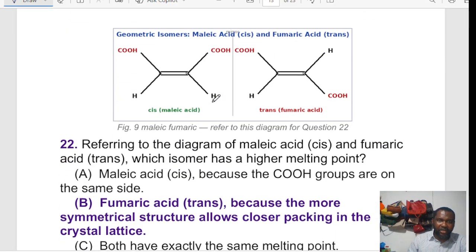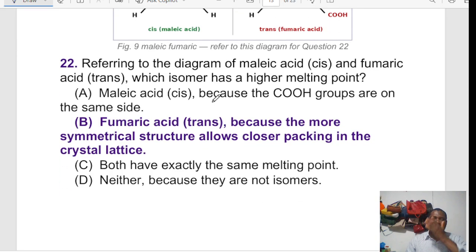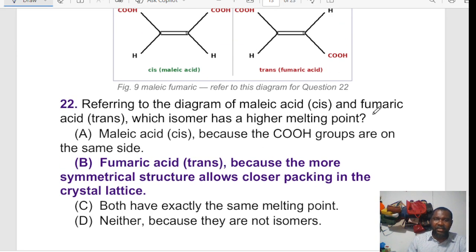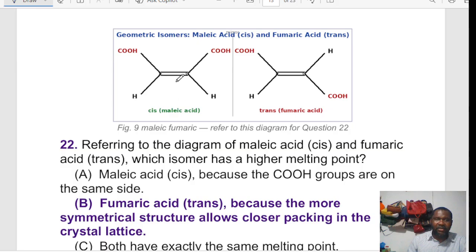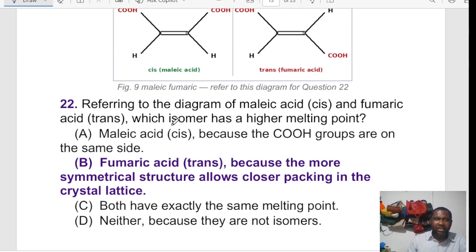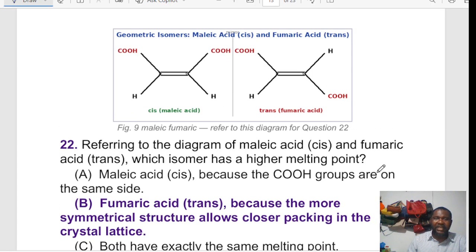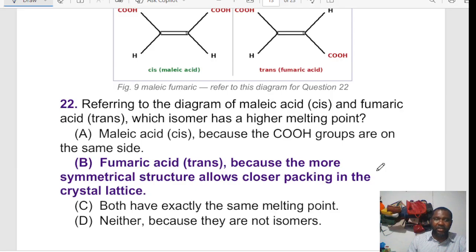That should be helpful. Now the next question says, referring to the diagram of malic acid and fumaric acid, this is malic acid here, okay, this is fumaric acid here, which is a trans, this is cis. Now it says, which isomer has a higher melting point? Okay, are you there? So you should know that the isomer that has the higher melting point is usually the trans isomer. The first one says malic acid cis, and no. B says fumaric acid trans because more symmetric structure allows closer packing in the crystal lattice, which is the answer to that question.